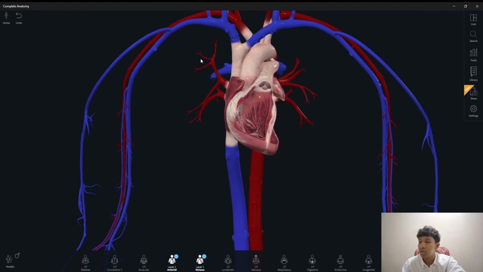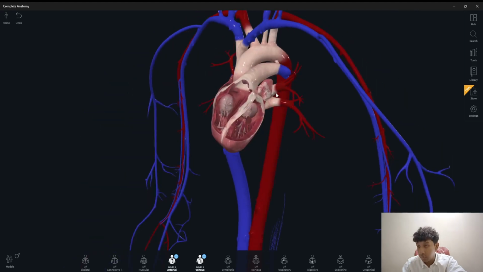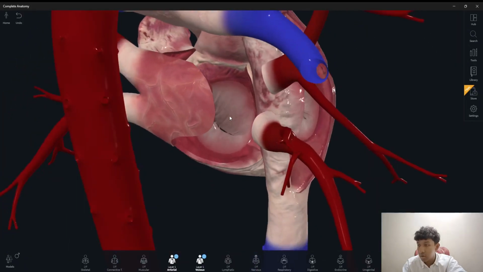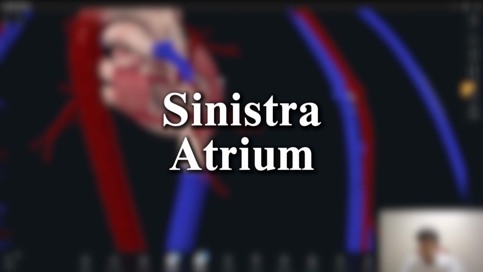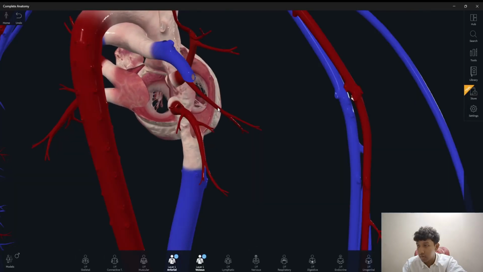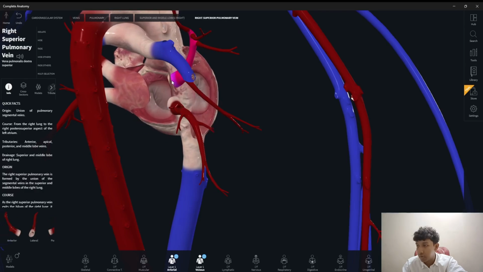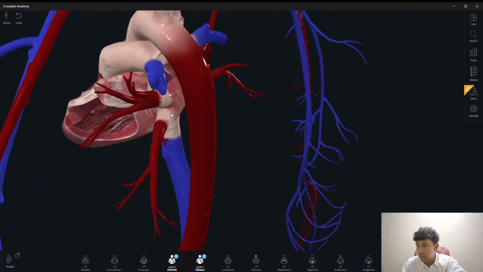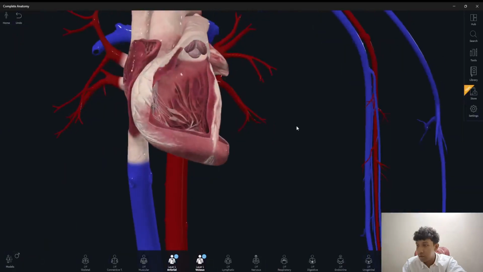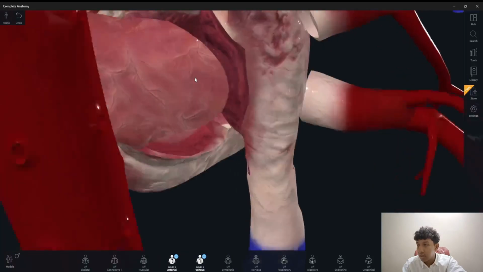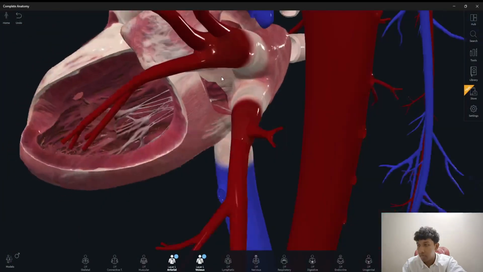All right, so the oxygenated blood from the lungs goes back into the heart, right? So where does it go next? It goes next to the sinistra atrium. So it travels here. You can see it travels from these parts, each and every one, the dextra and sinistra. The blood travels into the sinistra atrium, right?